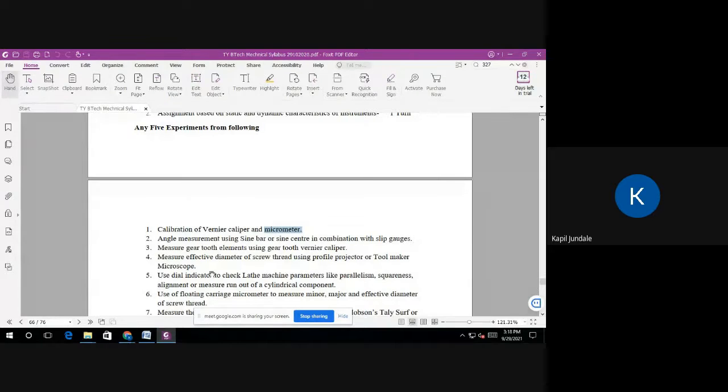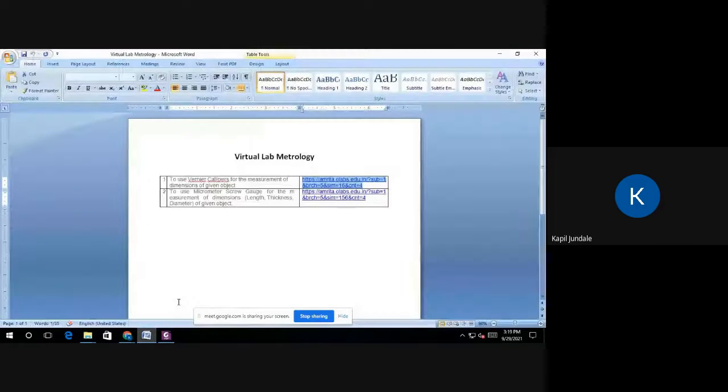Now directly go to, I will open. Okay, these two virtual labs are related to metrology: to use vernier caliper for the measurement of dimension of a given object, and the second one is that we use micrometer screw gauge for the measurement of the dimension. And these are the two links you have to use.